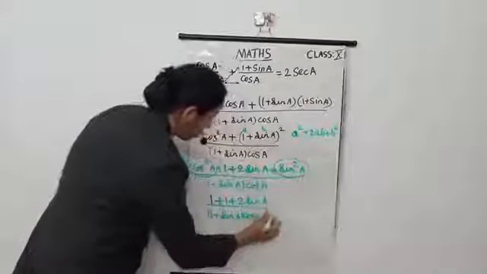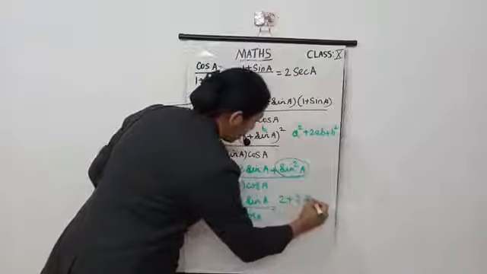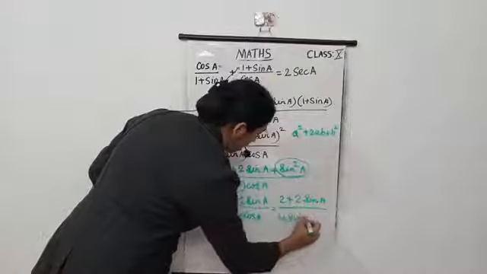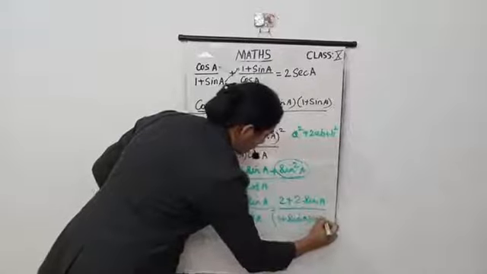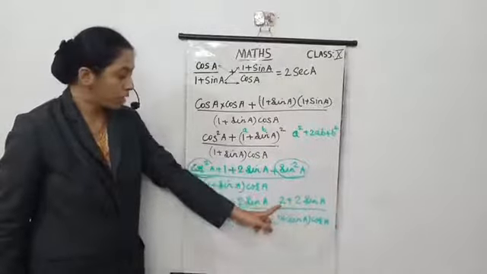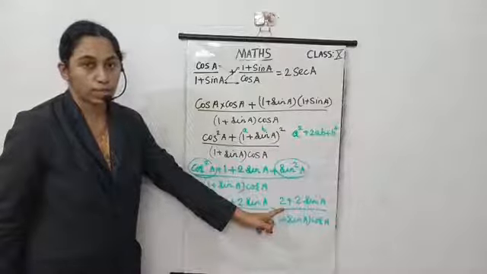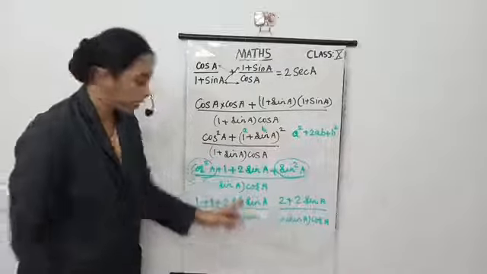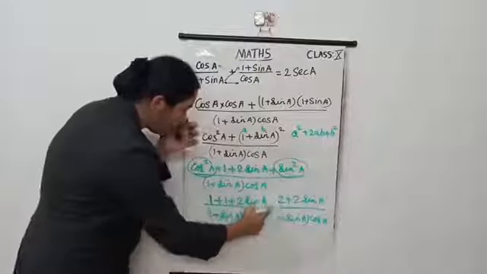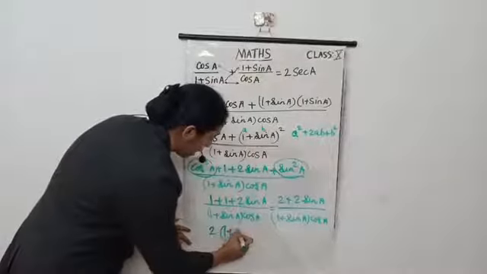Now 1 plus 1 is 2. So 2 plus 2 sin A by 1 plus sin A into cos A. Now consider the numerator. Both terms have 2 common, here 2 plus 2 sin A. We can take that 2 outside, isn't it? So this is 2 into, then here 1 into 2 is 2, so here 1 plus sin A.